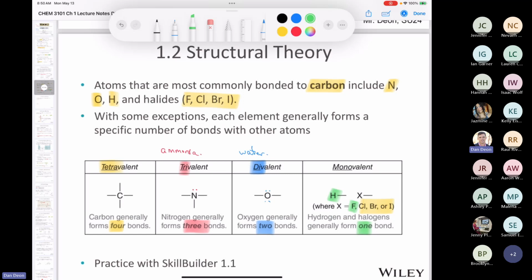So let's review. Okay, carbon forms 4 bonds. A good example of that would be something like methane, which is the simplest possible organic molecule in the universe. Then we have ammonia. The nitrogen in ammonia is trivalent, forms 3 bonds, 1 lone pair. Oxygen is divalent, 2 bonds, 2 lone pairs.